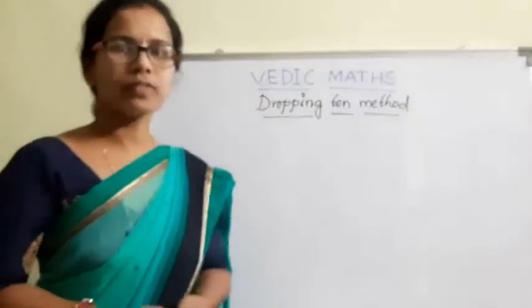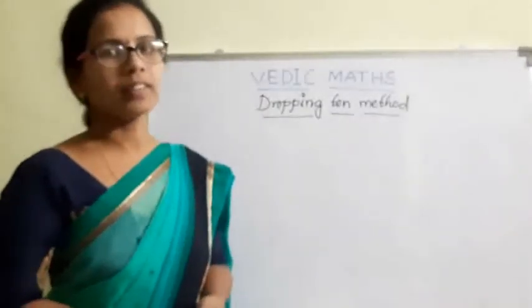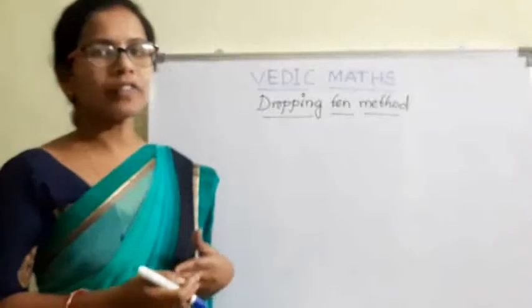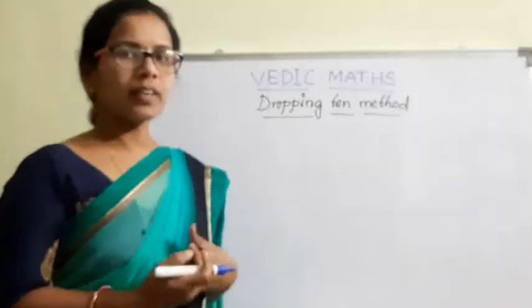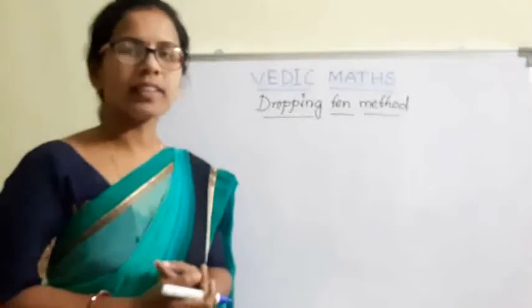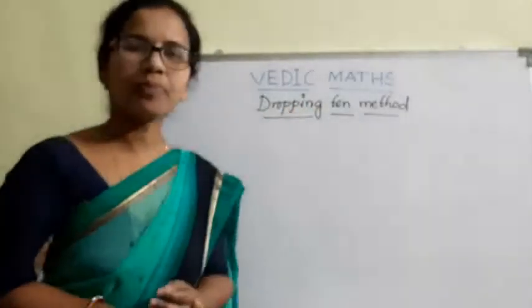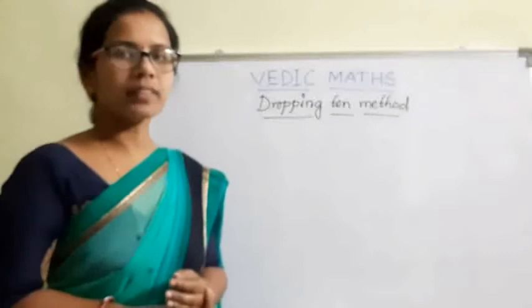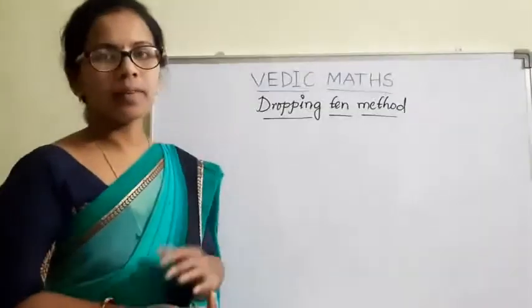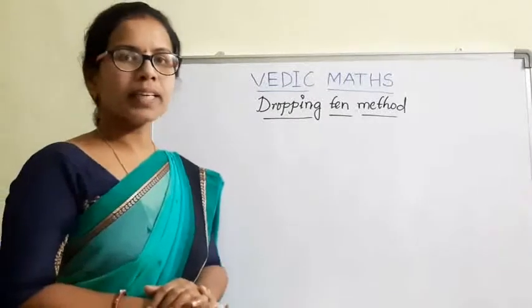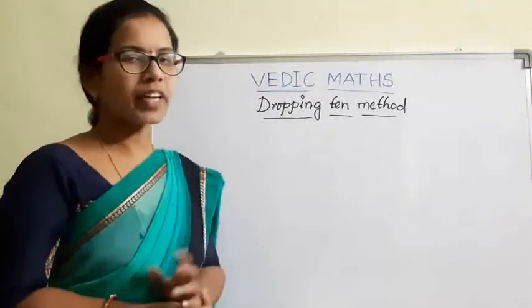In this video, we are going to learn fast addition. How can we do the fast addition? Here we have one method, that is the dropping 10 method or line method. In Vedic maths, we have the dropping 10 method and line method. By this, how can we do the addition very fast?